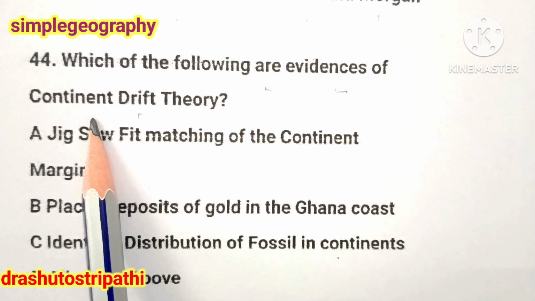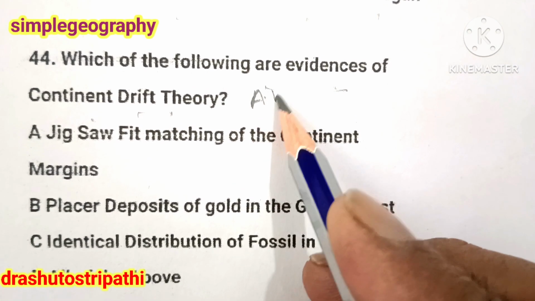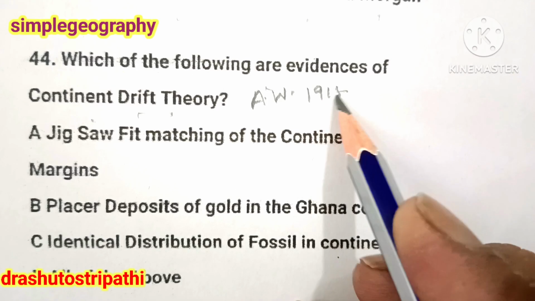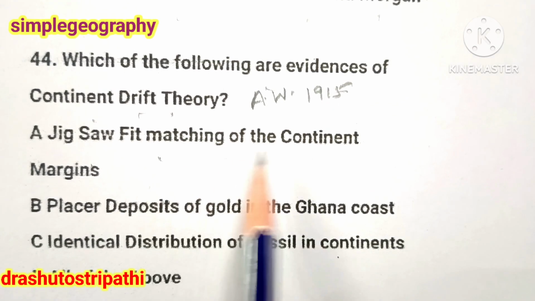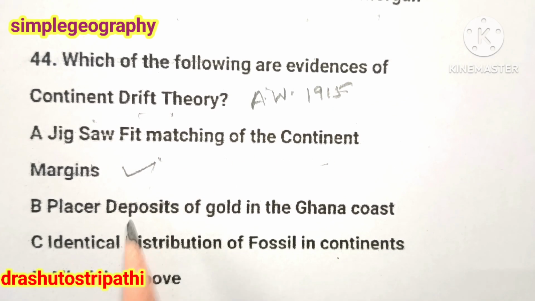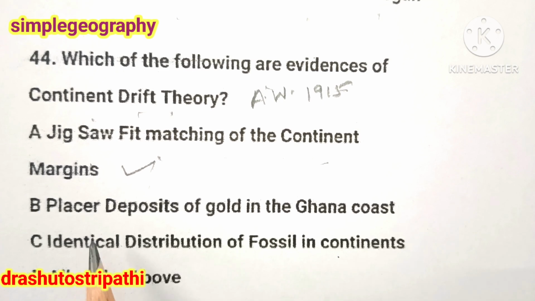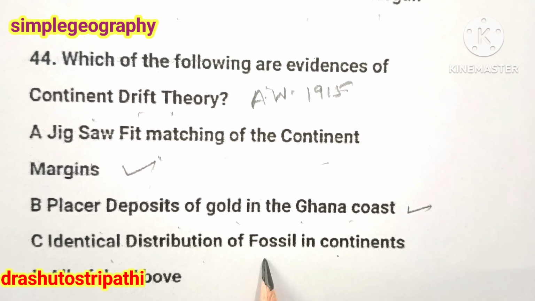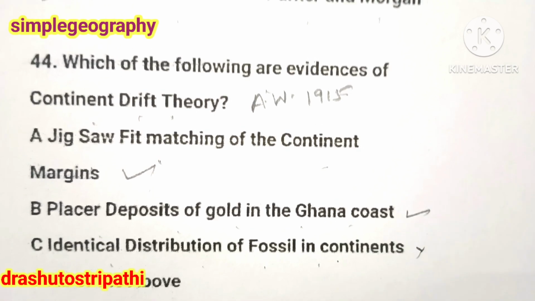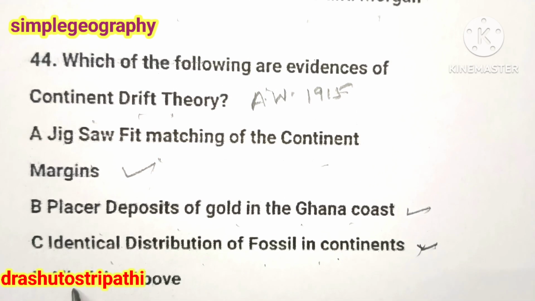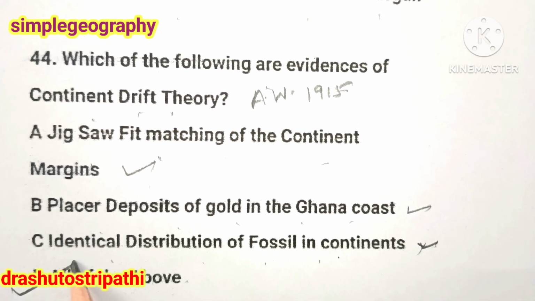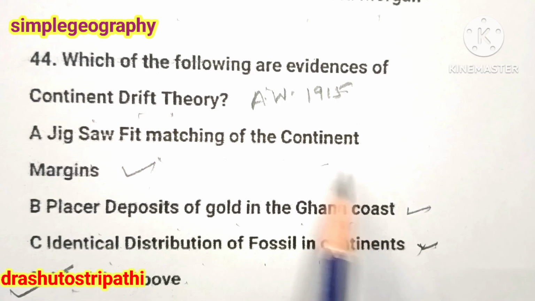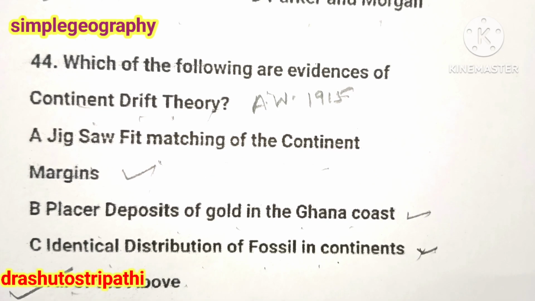The following are evidence of the continental drift theory. Continental drift was proposed by Alfred Wegener in 1915. Jigsaw fit matching of the continents, that is correct. Placer deposits of gold in the coast, that is identical distribution of fossils in continents, that is wrong. All of the above, this is also correct. The answer is all are the evidence of the continental drift theory which was given by Alfred Wegener.